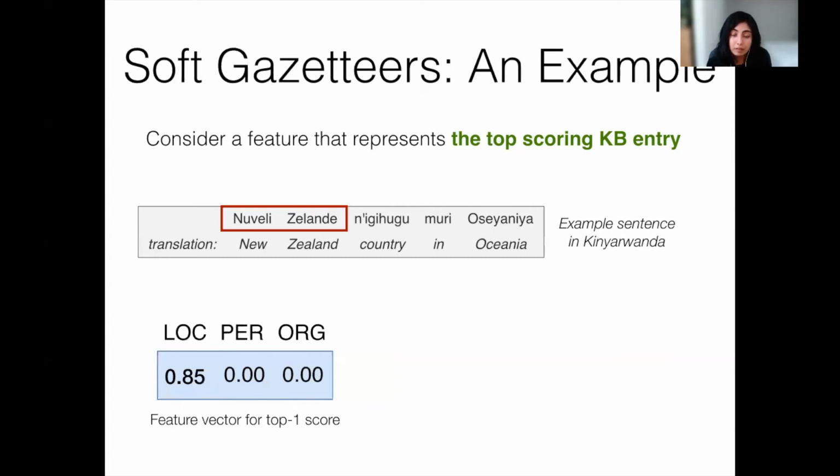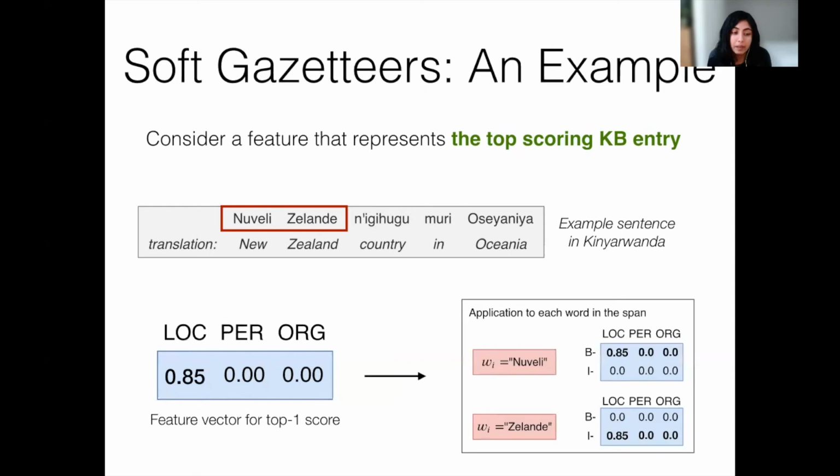So the feature vector for the span is then applied to each word in the span, as shown in the figure. They are applied differently depending on whether the word is the first word in the span or not. This reflects the BIO tagging scheme that's commonly used for named entity labeling, where words tagged with the B tag represent the beginning of an entity, and those tagged with an I tag represent inner words in the entity.